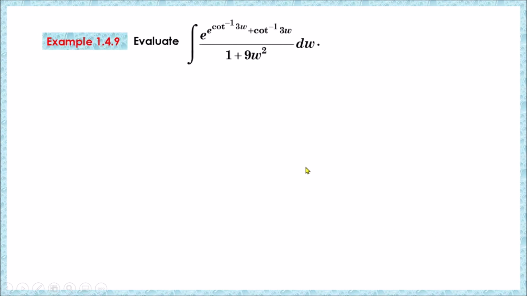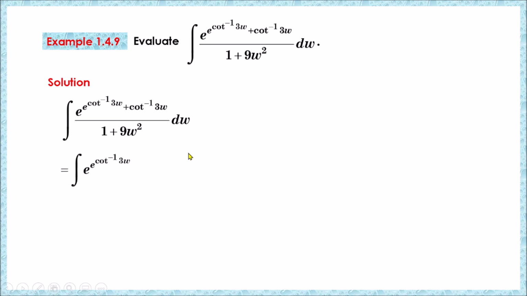So let us have this last one. Evaluate the integral of e raised to e to the cotangent inverse of 3w plus cotangent inverse of 3w all over 1 plus 9w squared dw. In this integral, let's rewrite it in the form of integral of e to the u du. Hence, we have integral of e to the cotangent inverse of 3w times e to the cotangent inverse of 3w times dw over 1 plus 9w squared.